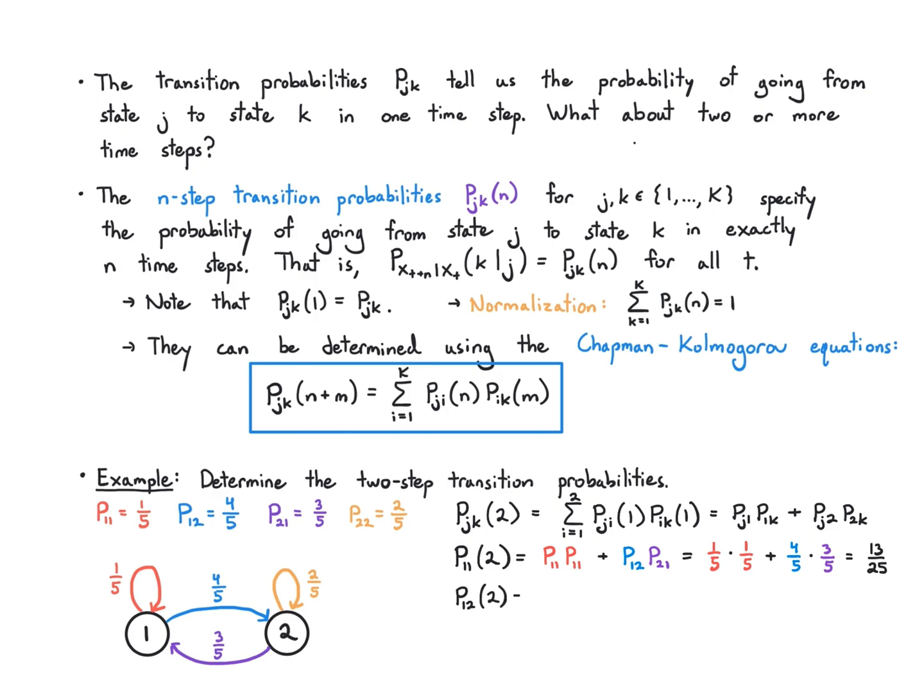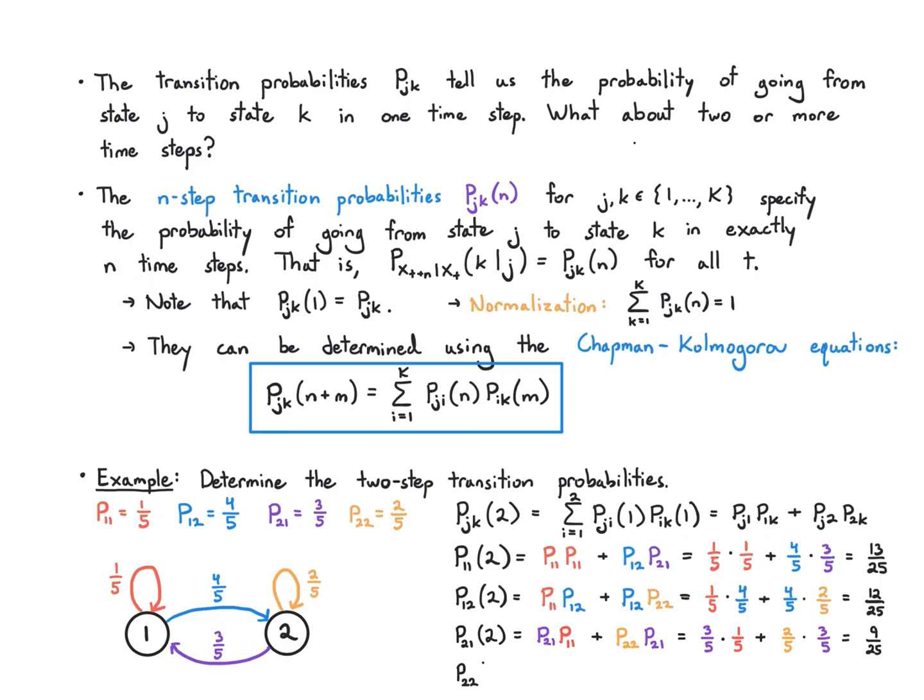For P12, how can I do that? So it's P11 times P12, plus P12 times P22. So I could either stay on 1 then jump to 2, or go to 2 and then stay on 2. So I can just multiply those probabilities and add them up. And here I'm going to get 12 over 25. What about 2 to 1? So again, to do that in exactly 2 time steps, I either go to 1 and stay, or I stay on 2 and then jump in the next time step. So that's 3/5 times 1/5 plus 2/5 times 3/5. And that works out to 9/25.